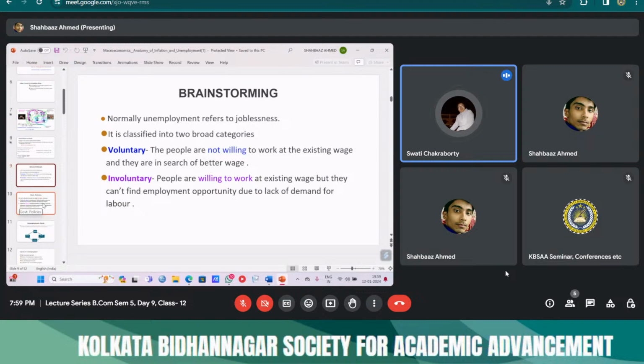So it's not a fault of the employees, the workers. They want to work, but there's no job. And so it's involuntary, unconscious. Whereas voluntary is a conscious decision that I don't want to work at the existing wage. There are jobs, but I don't want to work.